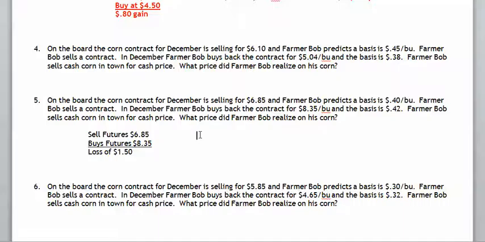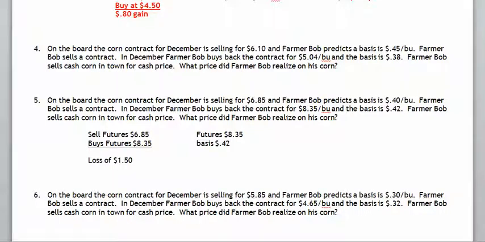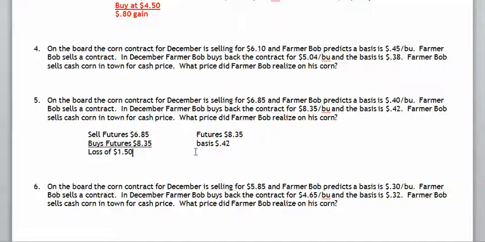Now, how do we do in the cash market? Well, yes, futures went up, which made our cash market go up. So futures is 8.35. Basis is a little bit wider than what we predicted. It's 42 cents, which means cash price is what, 7.93.